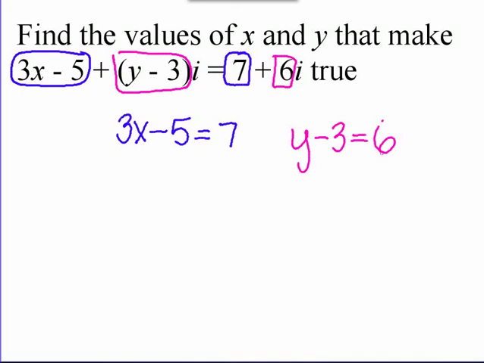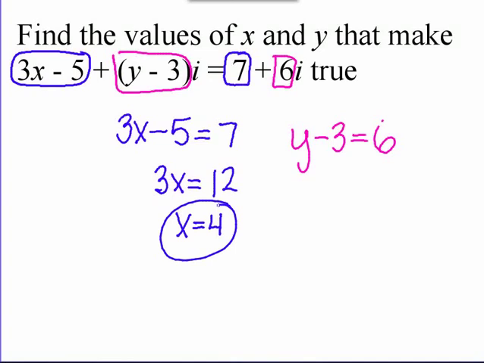Perfect. All you're going to do is use basic equations here. If I solve the blue, what do you do first? Add 5. So you get 3x equals 12, and then x equals 4. What do you get for the pink? Okay. So all you have to do is set up 2 equations and solve them. Not too bad. It looks way, way worse than it is. Fairly straightforward problem.